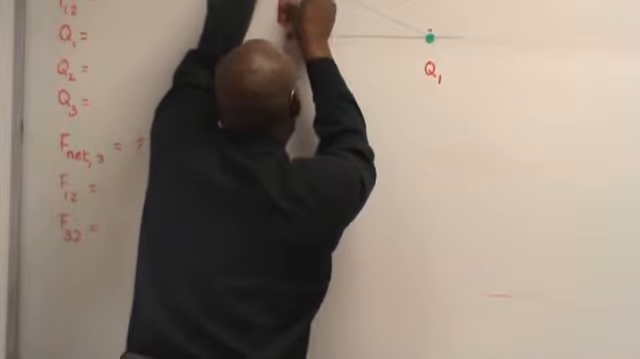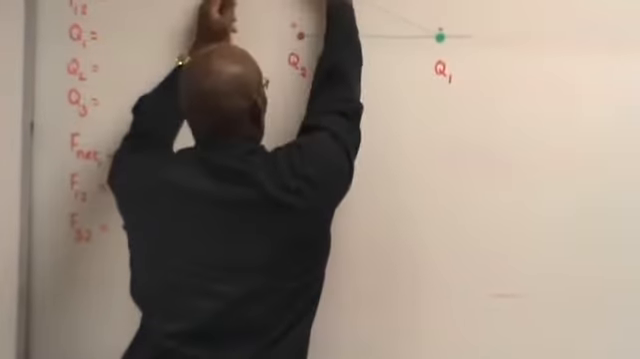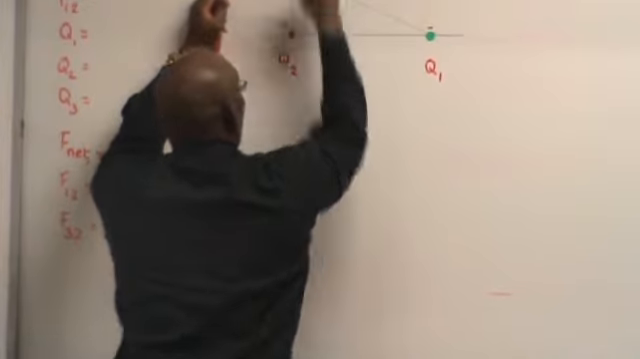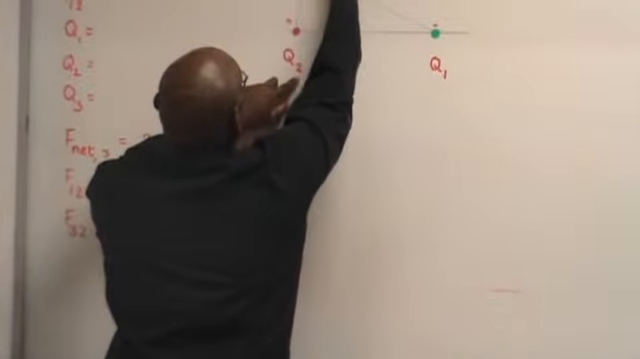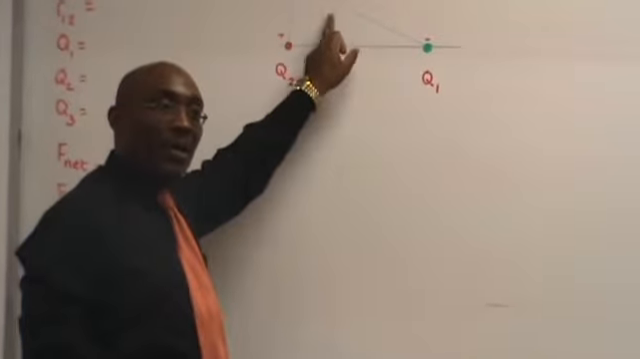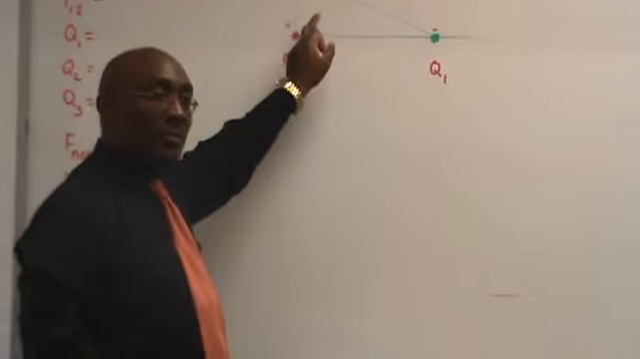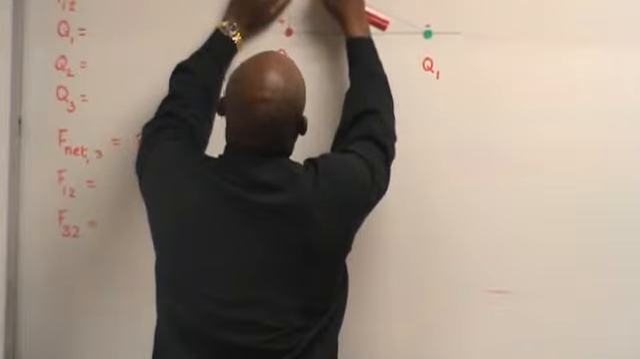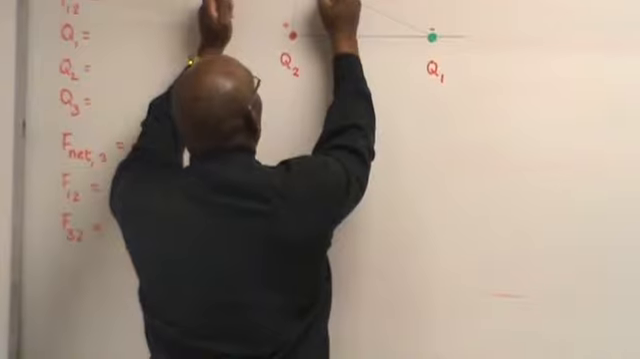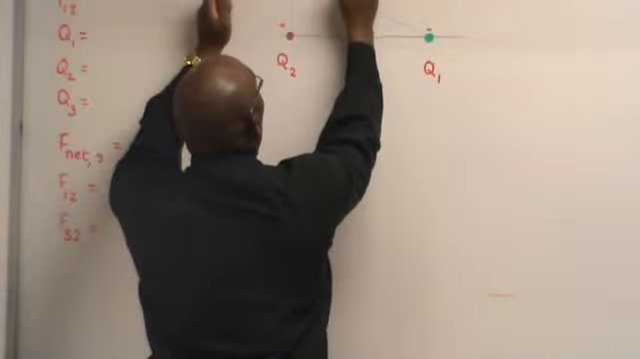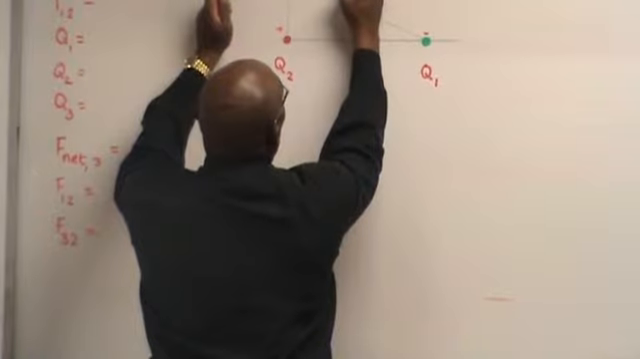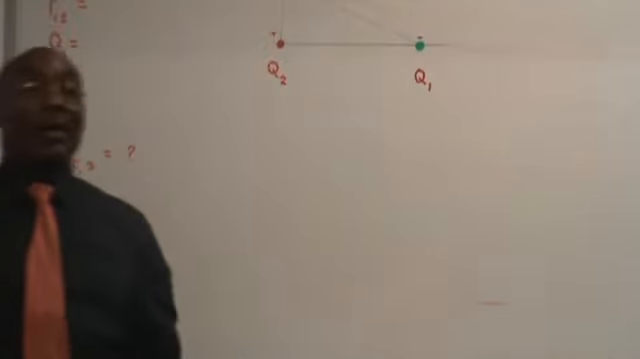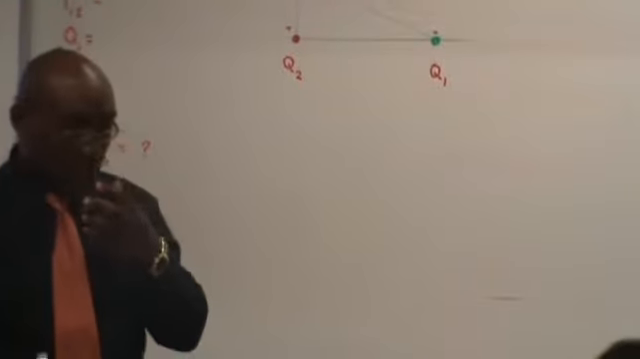There's your force. And we're going to call this F of 2 on 3. Now we need that and that. What kind of force? Attract. So it's going to point which way? Toward the other one. F of 1 on 3. We need to calculate those two forces. Calculate the magnitude of those two forces, right? Do that.